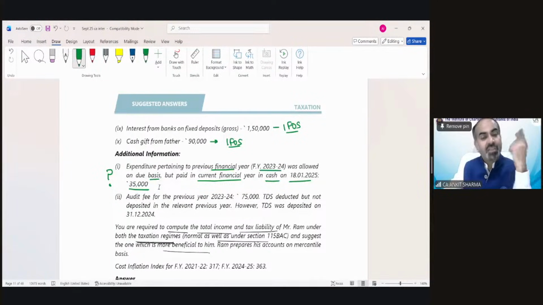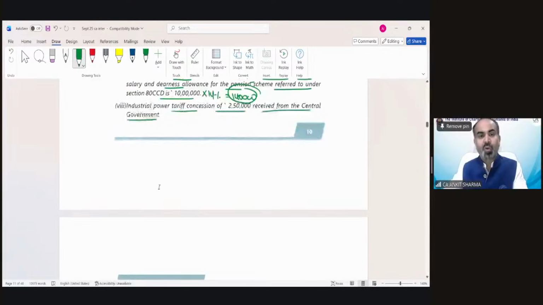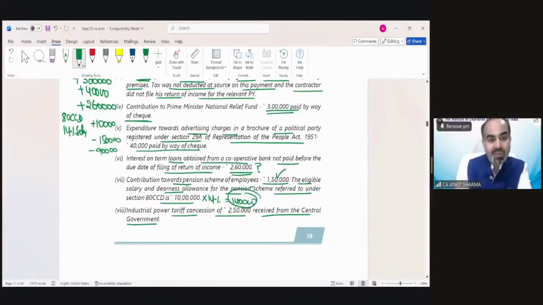But we cannot change the last previous year provision. Already tax has been paid. So the deduction would be disallowed in this year. This year, this would form part of your income. So that is going to be disallowed.